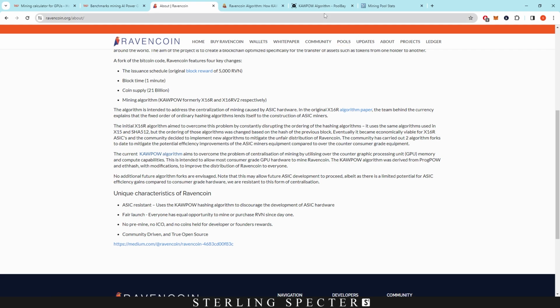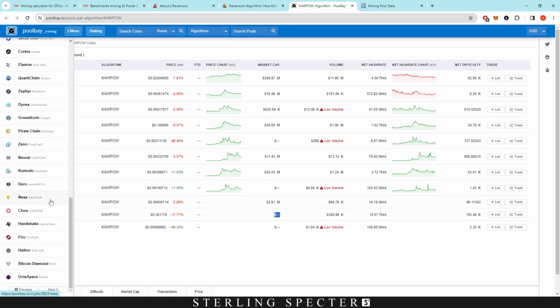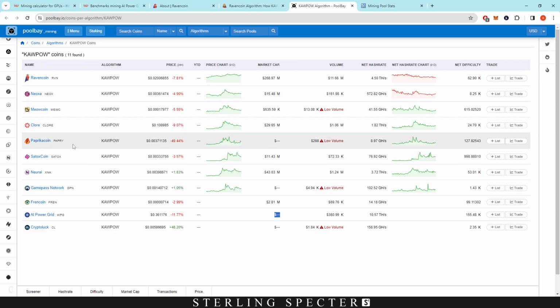So we all know that it's supposed to be ASIC resistant, and we've seen over the past, I'd want to say 6 or 7 months, all these new coins pop up with the KAWPOW algorithm. When we're looking at this list of KAWPOW algorithm coins, we have Ravencoin, obviously, because that's the first one to implement it. I believe NEOX was next, so that's a game platform. Then we have MeowCoin, which is kind of like a charity coin, I suppose. Then Claw AI, and then Paprika Coin, Satox Coin. I don't know too much about these two. And then we have Neur AI again. And then we have Game Pass, which is kind of like the same as NEOX. And then we have AI Power Grid, Friend Coin, and Crypto Luck.